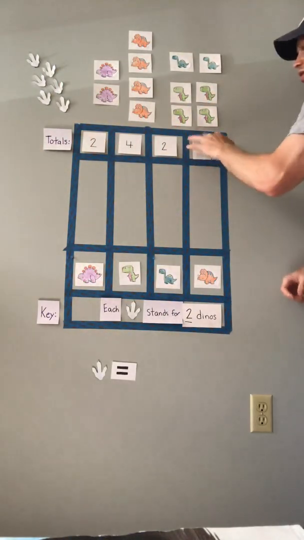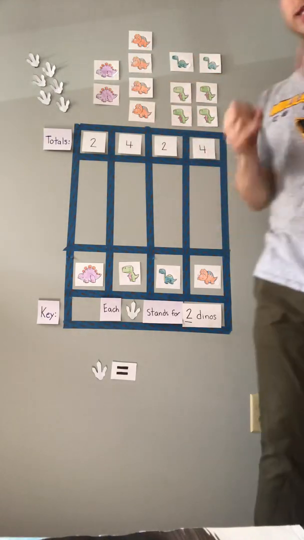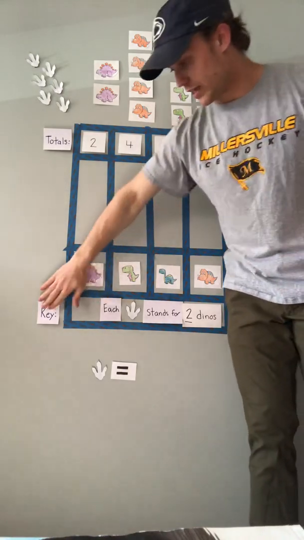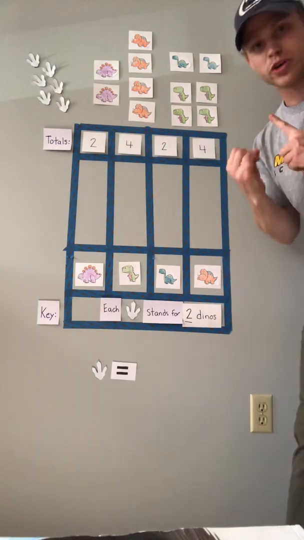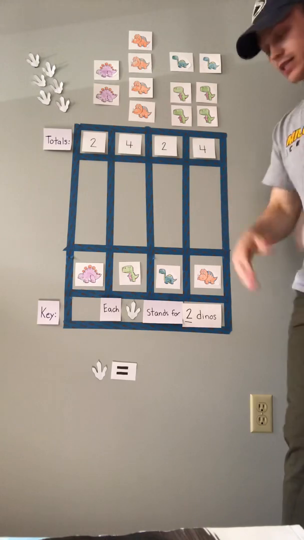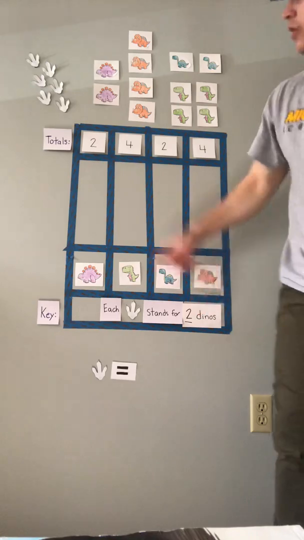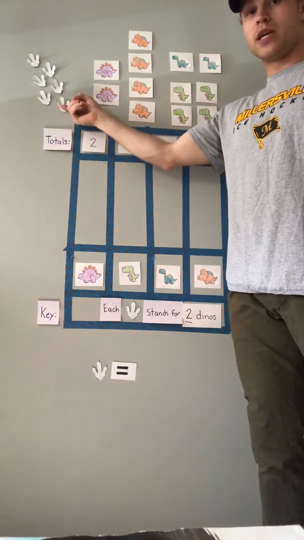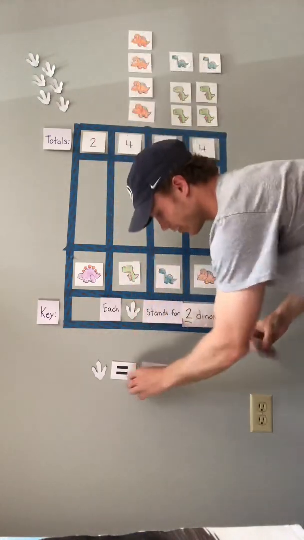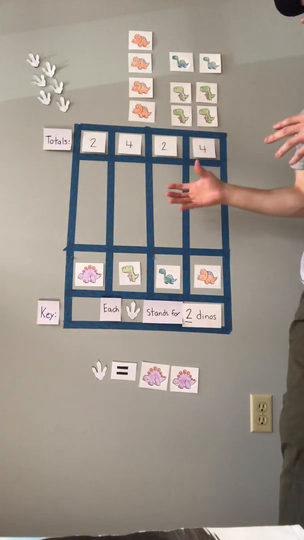All right. So now we have them sorted, and we have our totals. So the next thing we need to do is look at our key. Remember, our key is super important, because the key, especially when creating a pictograph, is going to tell us what our symbol is, and what the symbol means. So it says each footprint stands for 2 dinosaurs. So now we know that our footprints are going to be our symbols, and 1 footprint is going to be equal to 2 dinosaurs. So now we know what our symbol is and what it means.